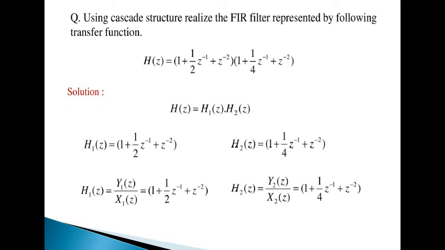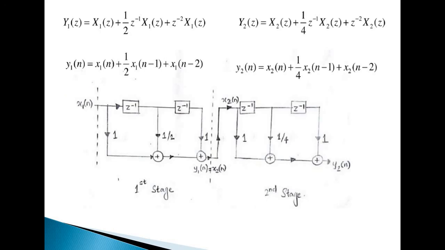Similarly, see, this is the same problem. 2 brackets, 2 separate terms, h1 of z and h2 of z. Then y1 of z and y2 of z by taking the inverse transform, and then y1 has 2 delays, 2 adders and 3 multipliers. y2 of n also has 3 multipliers and 2 delays.